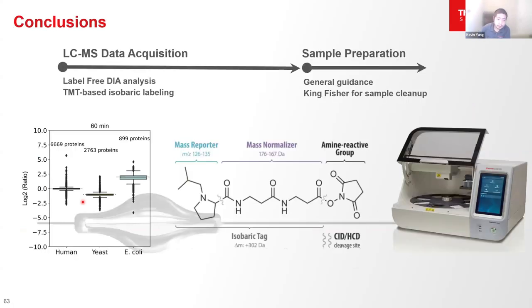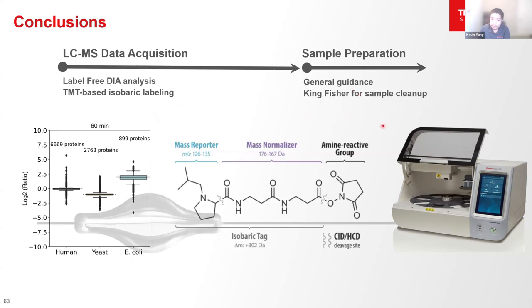All right. So I just want to conclude. I hope today I've shown you the LC-MS data acquisition for label-free data analysis on the Orbitrap or Orbitrap Astral mass analyzer, mass spectrometer. Also, the TMT-based isobaric labeling from the 6-plex up to 35-plex. You can do multiplexing to improve the throughput and quantitation precision in your DDA analysis.